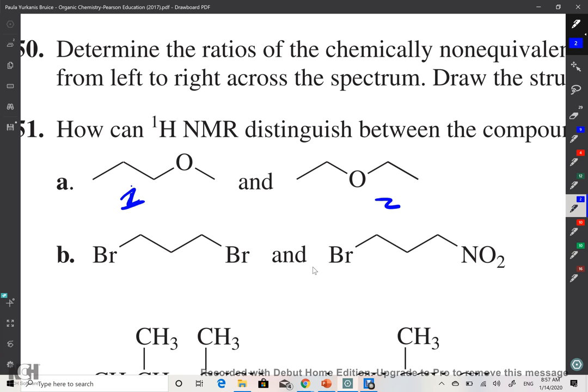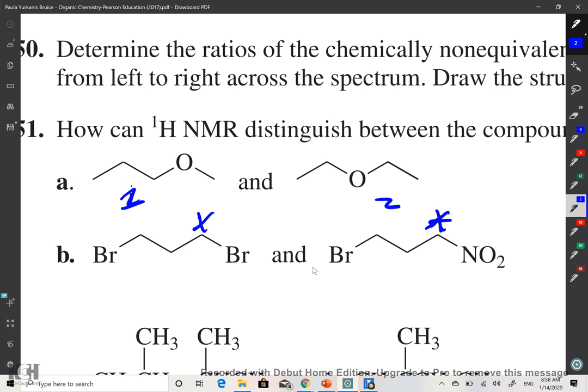How would you distinguish between the structures in B? I will focus on these hydrogens here. That would be my point of focus, because the chemical shifts of those hydrogens would be hugely different. One is connected to bromine, another one is connected to nitrogen. Between nitrogen and bromine, which one is more electronegative? Look at your periodic table. Nitrogen. When I keep repeating, it means that you are wrong. So nitrogen is more electronegative.